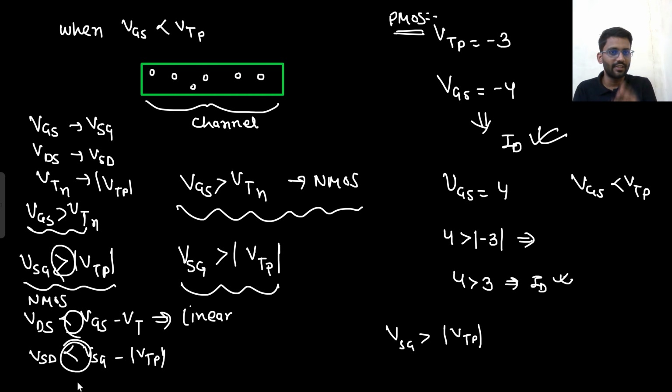VDS is less than VGS minus VT, I am in the linear region. If VGS is greater than VT, that means I have cleared the cutoff. Now my current can flow. So these things I remember. Now for writing for PMOS, I just have to interchange source and gate, and source and drain.